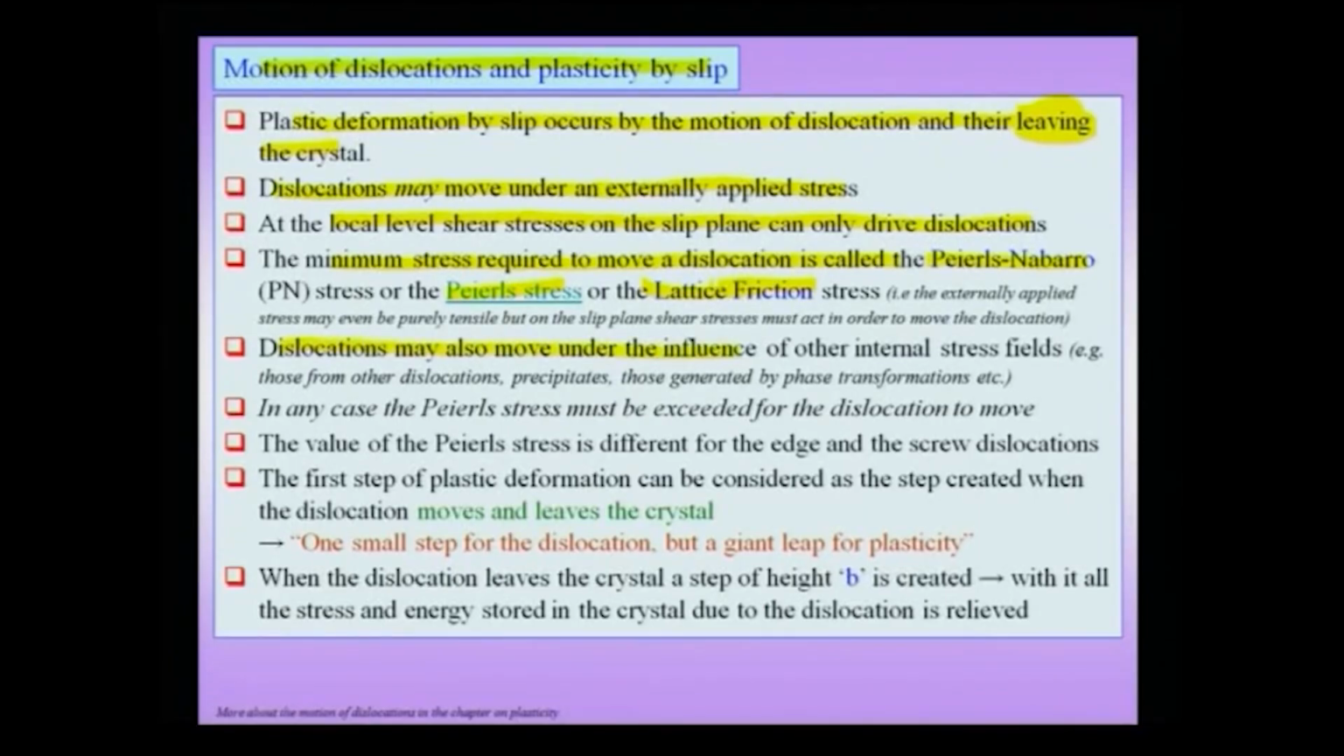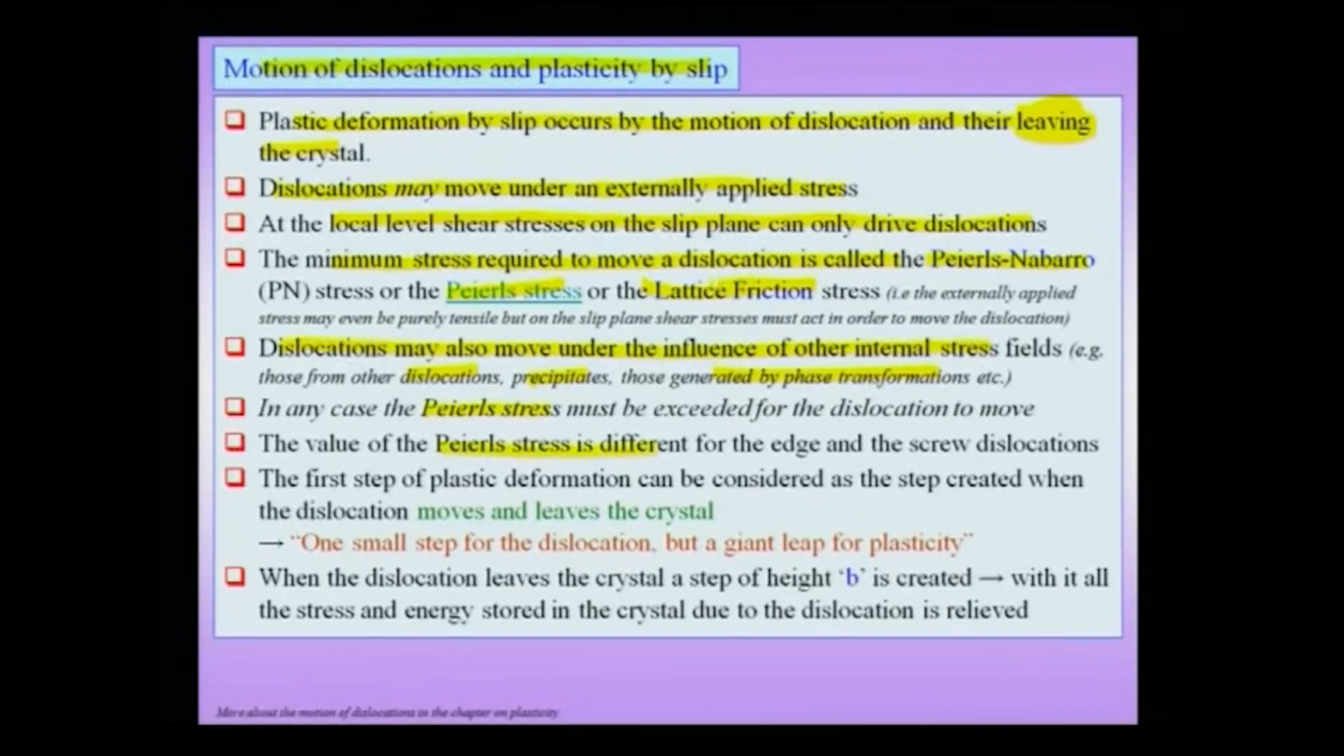Dislocations may also move under the influence of other internal stress fields, like for instance those arising from other dislocations, from coherent precipitates, from phase transformation, from thermal mismatch at interfaces, etc. So, the internal stresses may also be responsible for moving dislocations, but in any case the Peierls stress must be exceeded if slip has to be initiated at the microscopic scale.